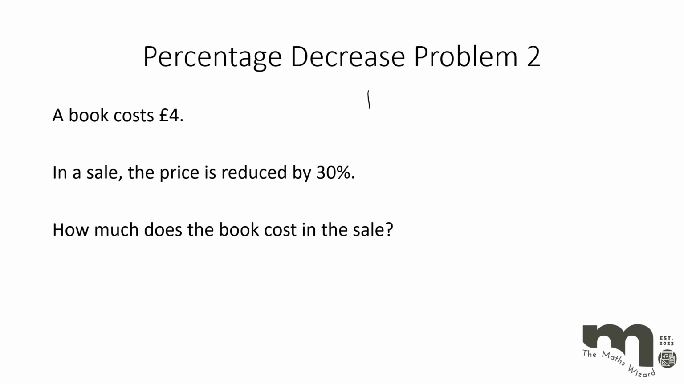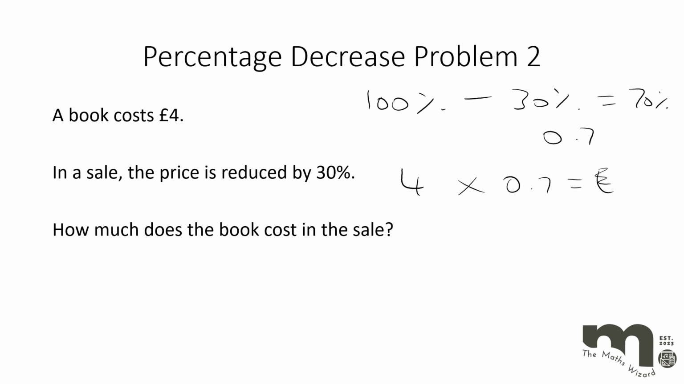Okay, so if we've got 100% here, we take away 30%. That gives us 70%. So our multiplier here is 0.7. So 4 times 0.7 would give us a new price of £2.80 for the book in the sale. So you can do 30%, so you can do 10% of £4, which is 40p. 40 pence times 3 is £1.20, which you can then take away and get to £2.80 that way, or you can use the multiplier method. It's totally up to you.